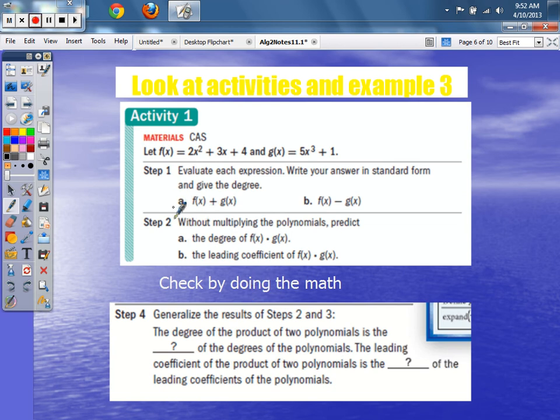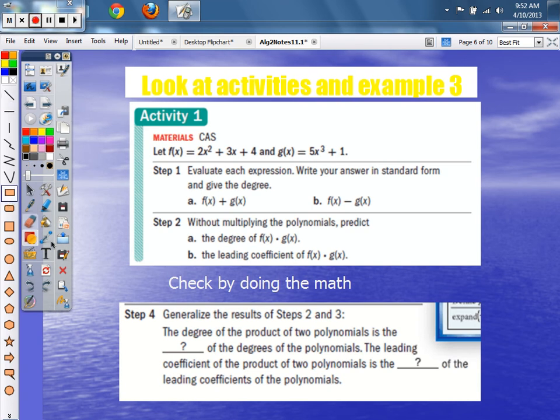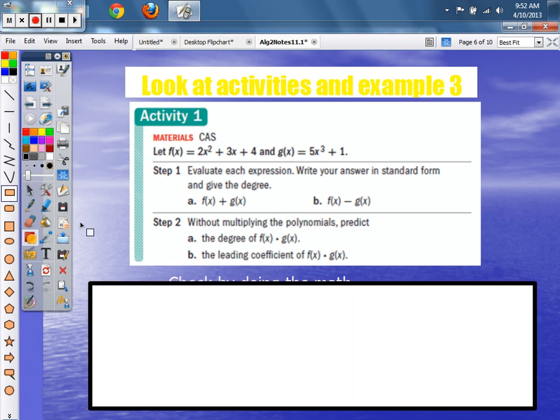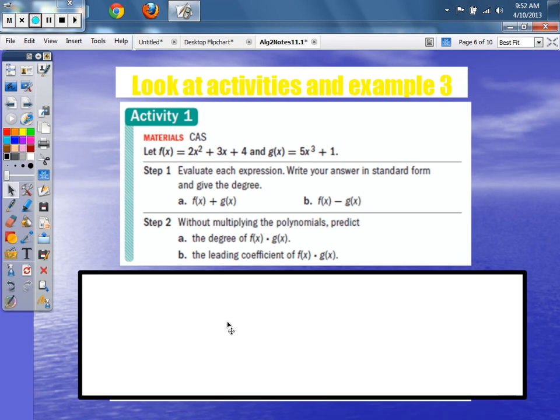So the first thing we're going to do here is evaluate each expression and see what happens. So let's start with adding. This is a quadratic polynomial, and this is actually a cubic. We are going to take f of x plus g of x. All you do when you take f of x plus g of x is combine like terms. So I'm going to write it out here. 2x squared plus 3x plus 4 plus 5x to the third plus 1.